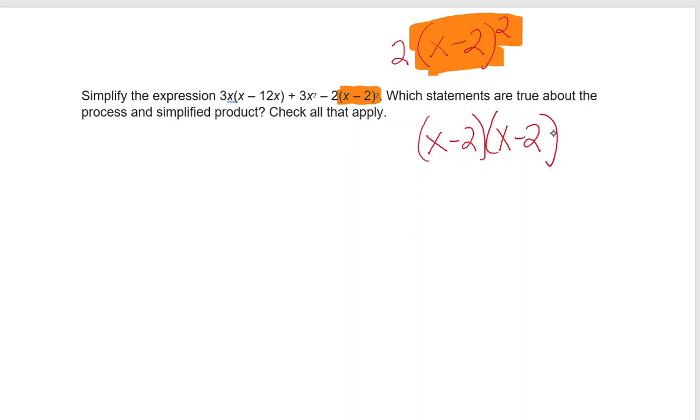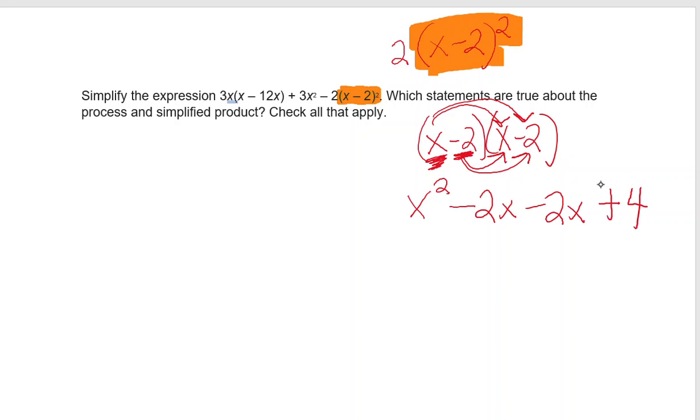A binomial squared means a binomial times itself. So the first thing I'm going to have to do here is figure out what that x minus 2 squared is by multiplying x minus 2 times x minus 2. I'm going to use what I know about distribution, and I'm going to distribute the x to everything in that parentheses, getting x squared minus 2x. Then I'm going to distribute the negative 2 to everything in the second parentheses, getting negative 2x plus 4, because a negative times a negative is a positive. And then I can combine my like terms to get x squared minus 4x plus 4. So that is the result of what I've highlighted in orange.